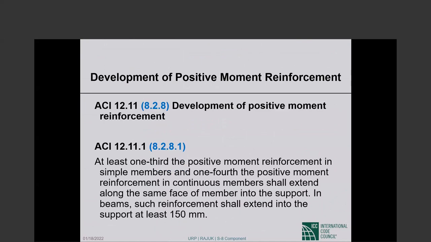Okay. Now, so far it was development of reinforcement in flexure in general. Now this is development of positive moment reinforcement. Okay? So at least 1/3 the positive moment reinforcement in simple members, and 1/4 the positive moment reinforcement in continuous members shall extend along the same face of member into the support. So the bottom reinforcement in a beam, if it is a simply supported beam, 1/3 must continue into the support. If it is a continuous beam, at least a quarter must continue into the support.